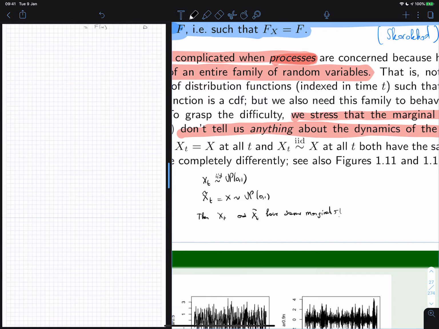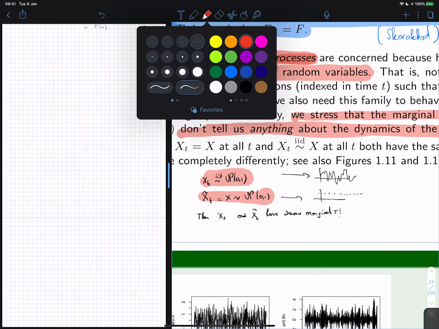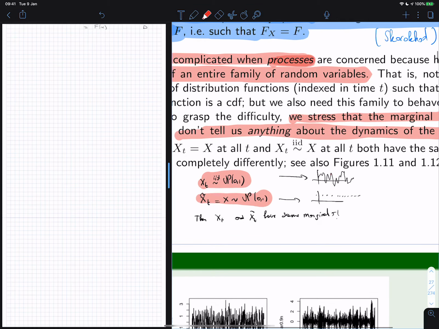But of course, this guy is much more complicated than this guy, because the xt tilde is just a repetition of the same x. So if x is 3, xt tilde is constant. It's always 3. So this guy, if I draw him, he's just going to be constant. It's x1 is x, x2 is x, x3 is x. It's a constant process. Whereas this guy here, his trajectories will be random like this. But of course, at any fixed time t, this guy has the same distribution as this guy, because both of them are normal 0, 1.